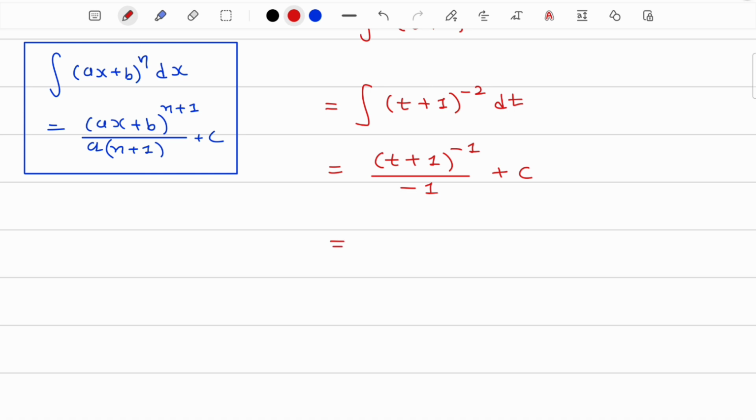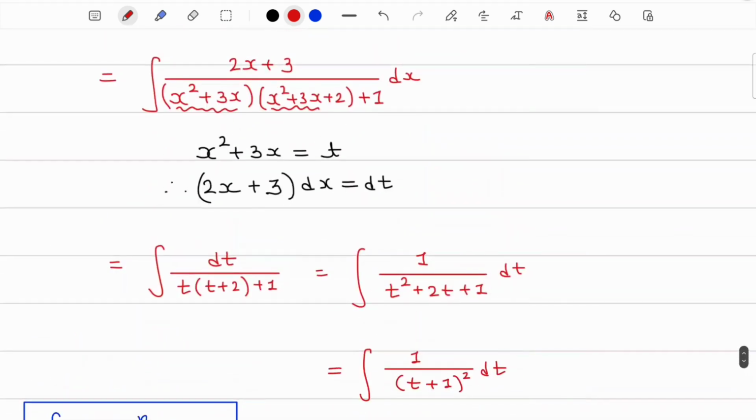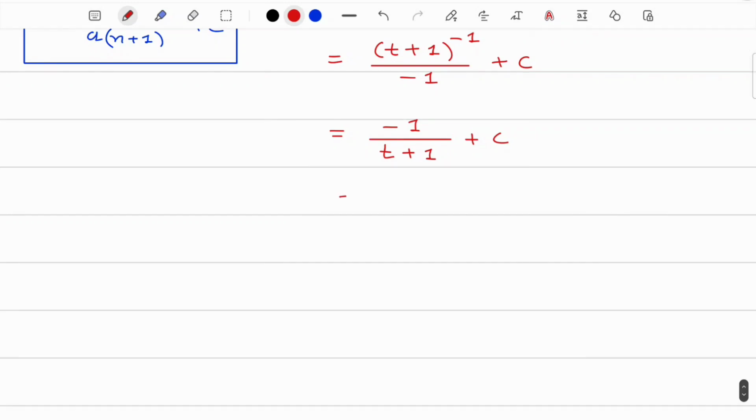So this is nothing but minus 1 upon t plus 1 plus c, and replace t by this term x square plus 3x. So minus 1 upon x square plus 3x plus 1 plus c. So this is nothing but our final answer, right?